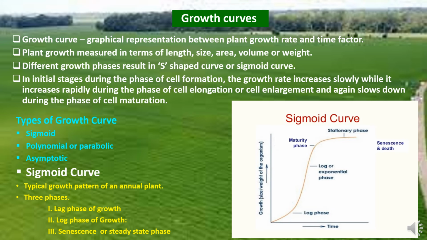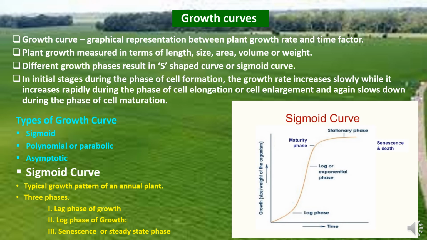Now we will focus on growth curves during the plant life cycle. A growth curve is a graph obtained by plotting the growth rate of a plant against time. The growth rate of a cell, a plant organ, a whole plant or the whole life cycle of a plant is measured in terms of length, size, area, volume or weight.